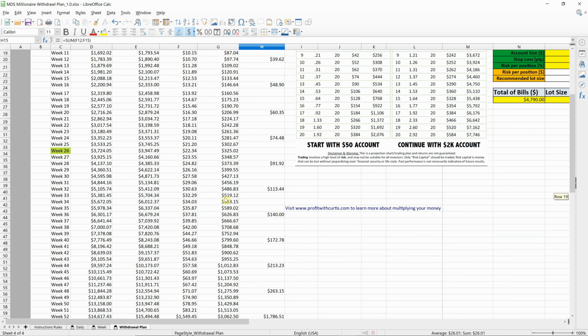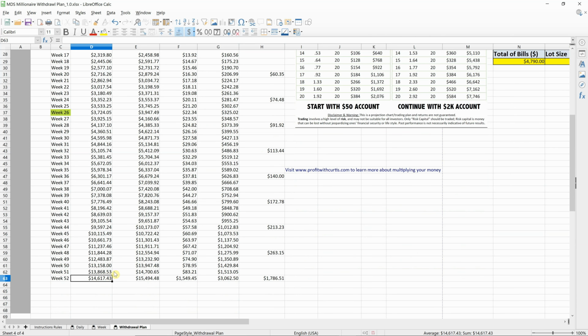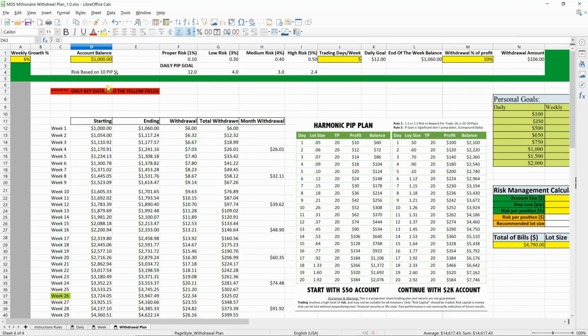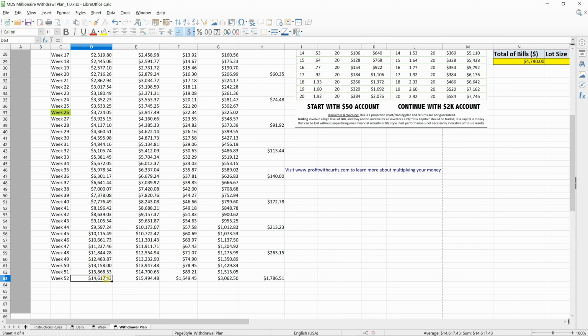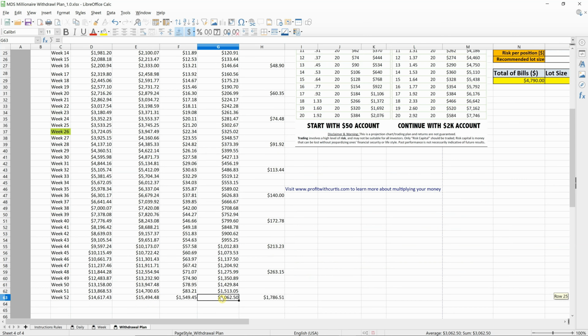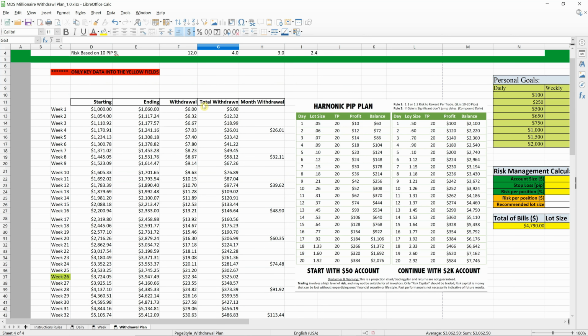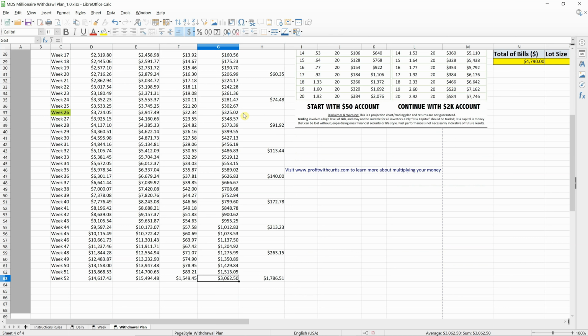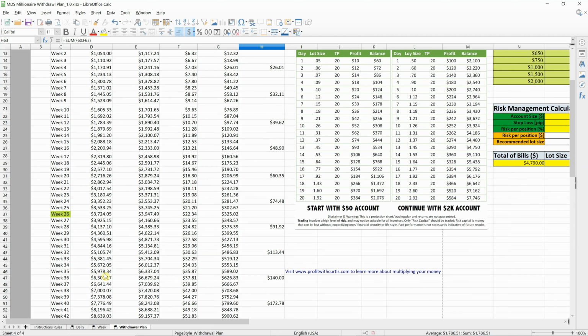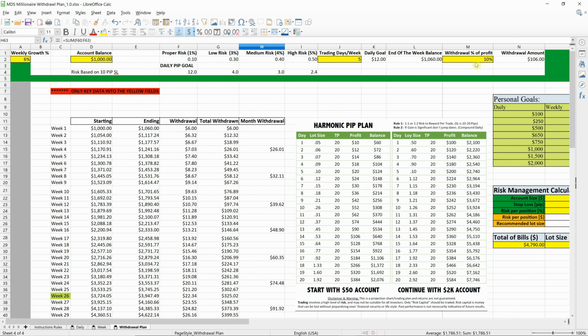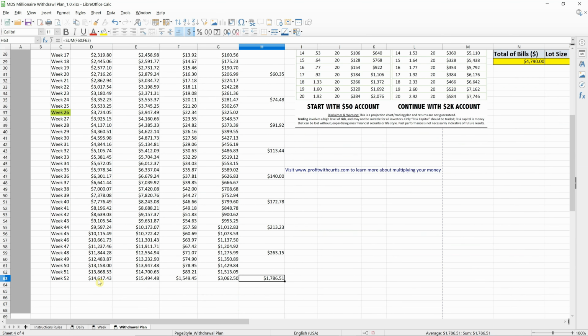But let's just fast forward and go to 52 weeks, which is at the end of the year. So now that $1,000 account is up to $14,000 and you've withdrawn $3,000, right? So if we go all the way back up to the top of our sheet, this is the total that's withdrawn. So that means over the entirety of the year, you've withdrawn $3,000 out of that account. But now the account is up to $14,000. And you're doing a monthly withdrawal of $1,786 if you continue to do your 6% per week and only withdraw 10%. That means that this account is going to continue to grow.